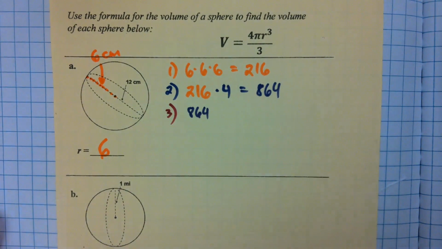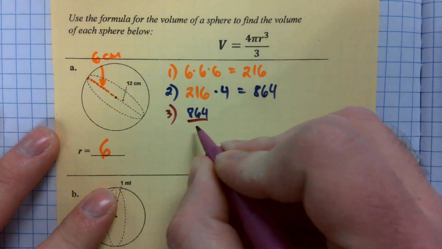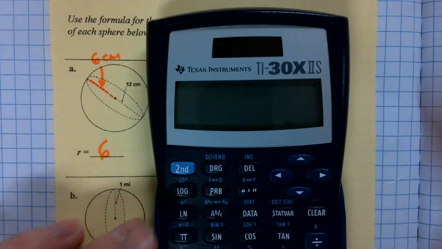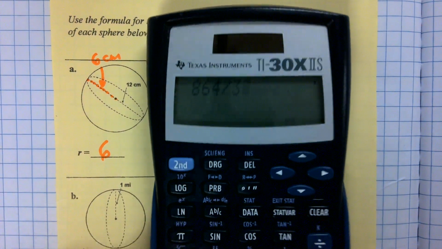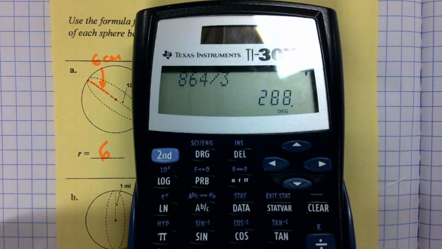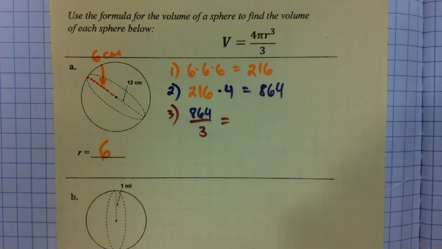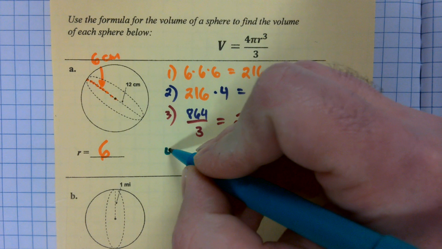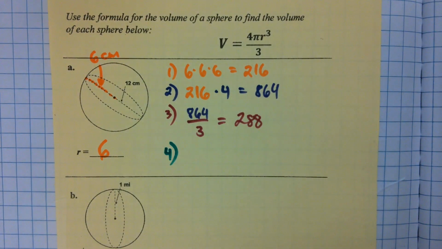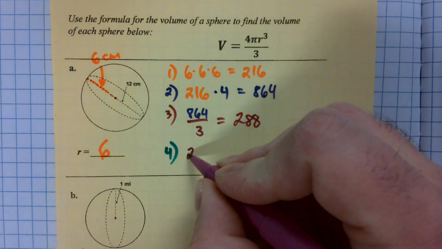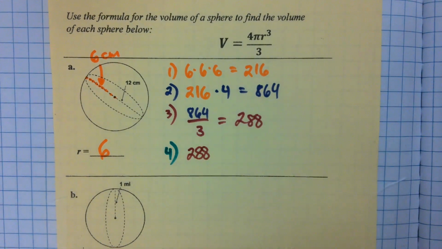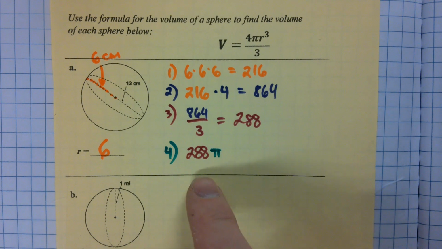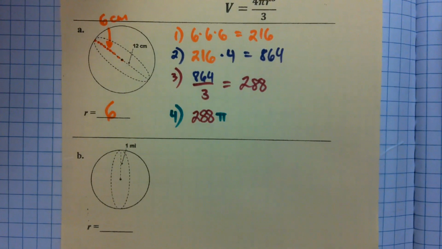What do I do with 864? Divide it by 3. 864 divided by 3 gives me a nice even answer, 288. And then what do I do with 288? Multiply by what? Pi. So there's my exact answer. Not too bad.